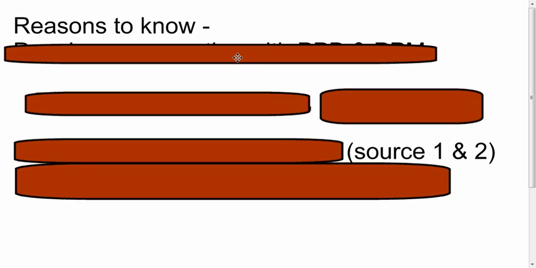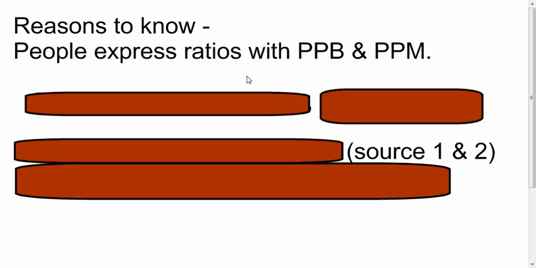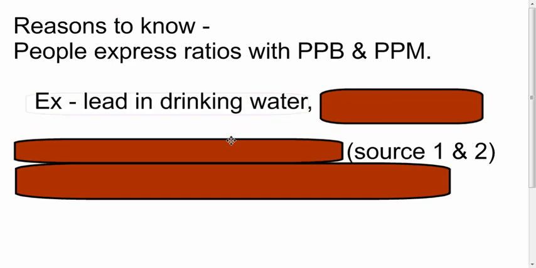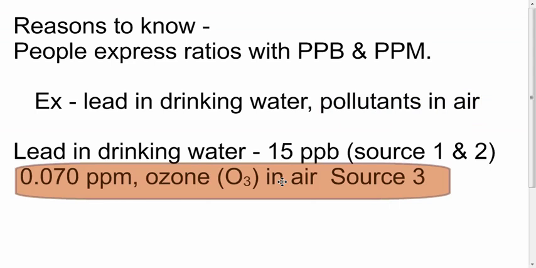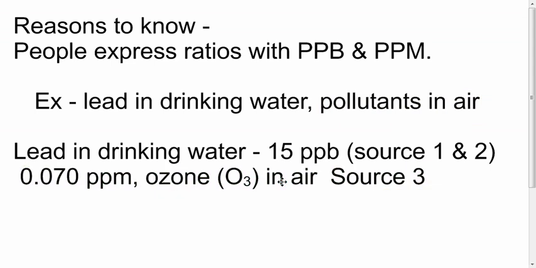Now the reason we want to know this is people express ratios with ppb and ppm, such as lead in your drinking water, and 15 parts per billion is acceptable by the EPA standards for drinking water, and pollutants in the air, like ozone, at 70 parts per billion, 0.07 parts per million.